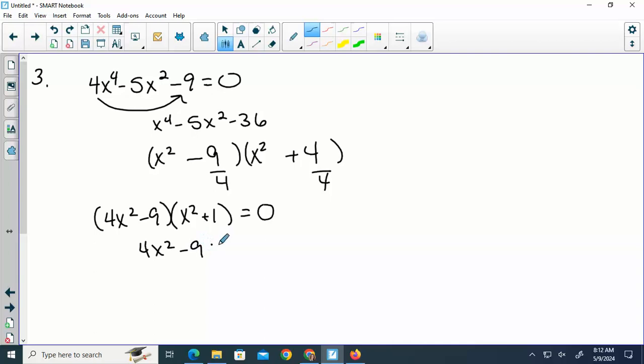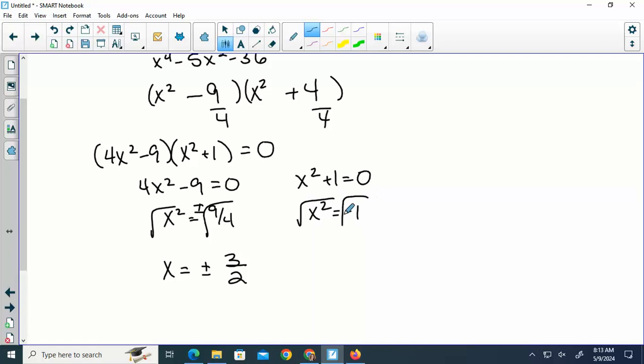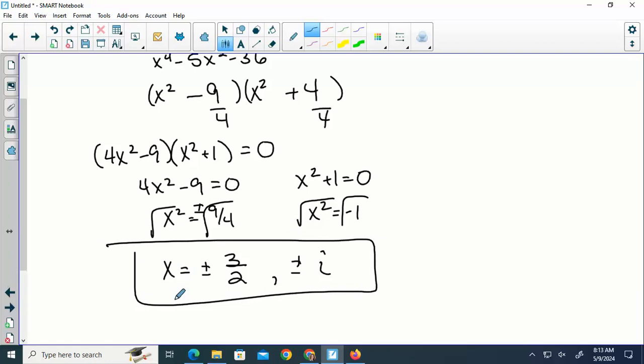So if you set each to 0, we get 9/4 and -1. How do we get rid of a square? Square root, and with it plus and minus. So square root of 9 is 3, square root of 4 is 2. Right here, plus and minus, square root of -1 is i. And you could always check those just by plugging them back in.